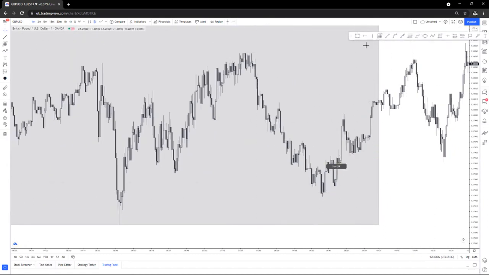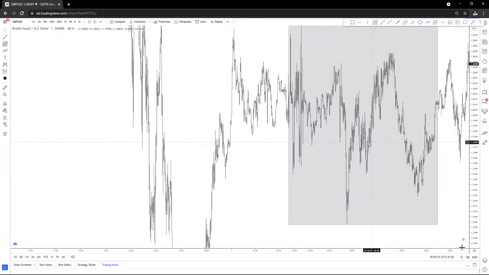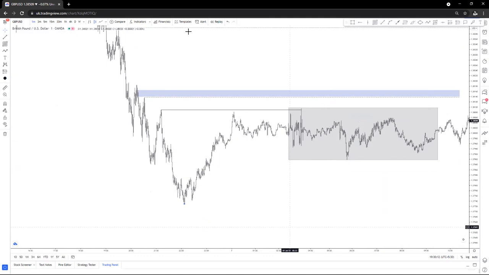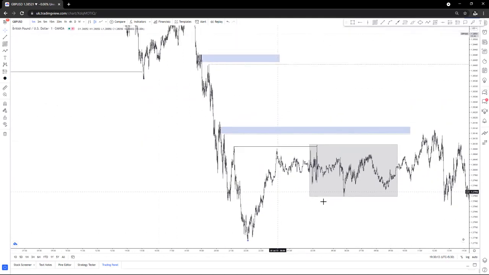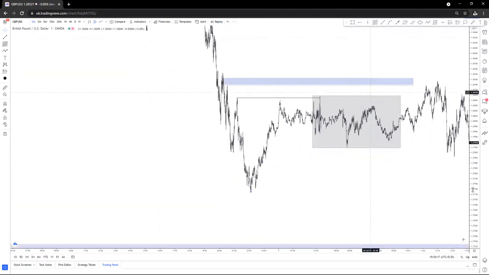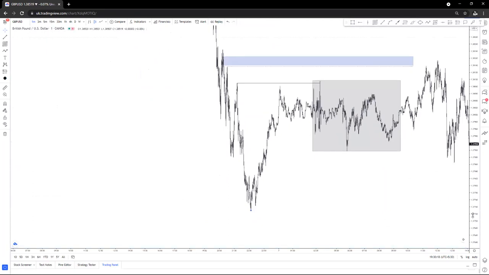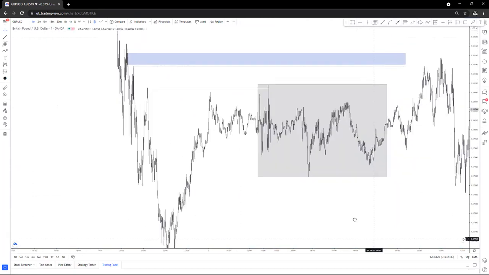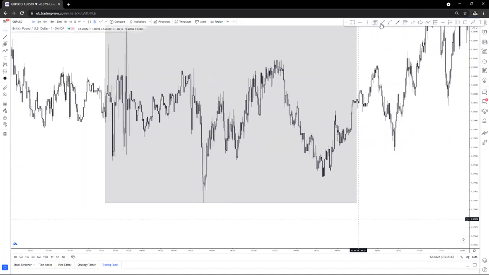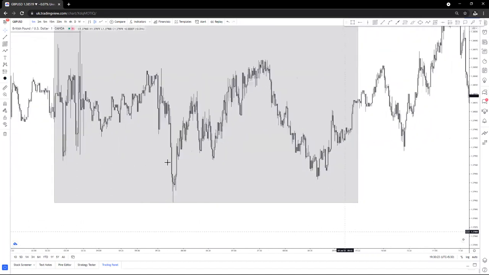Now what I saw, the first thing I did was I marked all of this. Now I know where I am currently at according to the high time frame. And then I saw this happen. You see these equal lows right here.